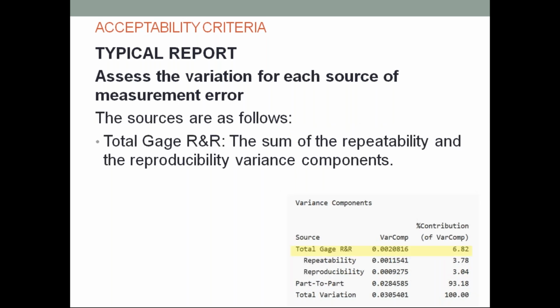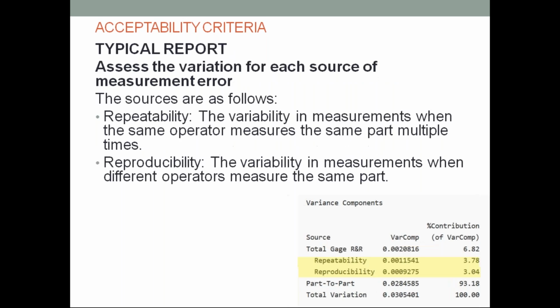The first line is the total Gage R&R. It is a sum of the repeatability and reproducibility variance components. So your total Gage R&R in this particular case is 0.00200816, or 6.82% contribution.